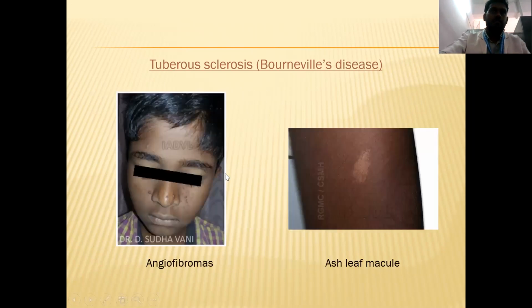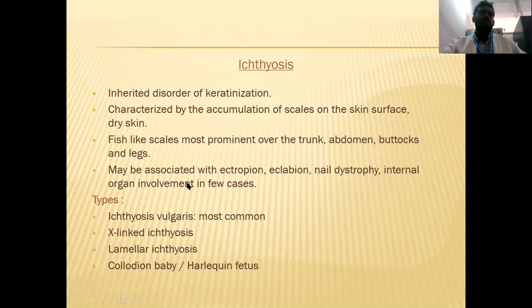So this is a case of tuberous sclerosis. We can see multiple skin colored to erythematous papules predominantly in the central part of the face, that is over the malar region, and also on the dorsum of the nose. These are the lesions of angiofibromas. This is an ash leaf macule. We can see a lanceolate or oval-shaped hypopigmented macule over the arm of this patient.